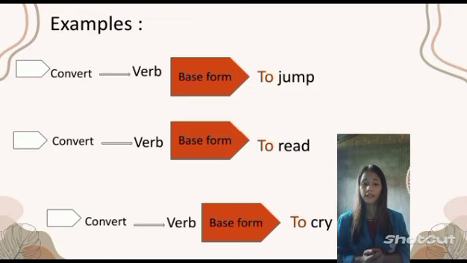Let's understand with examples. To convert the verb jump, which is the base form of verb, we add to before the verb jump, so it becomes to jump. Let's see one more example. To convert the verb read, which is the base form of the word, we add to before the verb read, so it becomes to read. And to convert the verb cry, which is in the base form of verb, we add to before the verb cry, so the word becomes to cry.